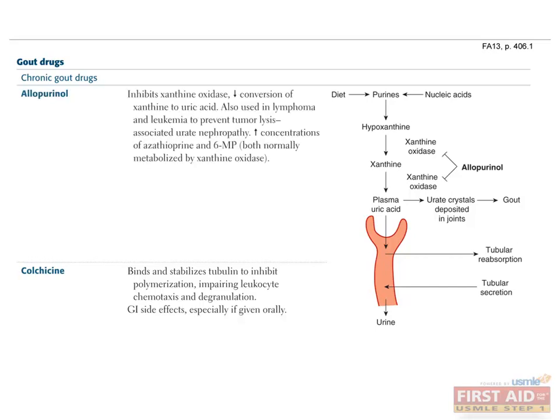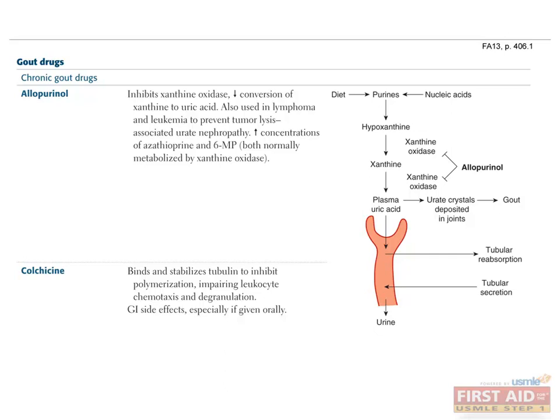proximal tubule. In chronic gout, treating with allopurinol is effective because you inhibit the action of xanthine oxidase, preventing formation of uric acid in the first place. This causes decreased serum uric acid levels. As we discussed earlier, you can also use this drug in leukemia and lymphoma to prevent tumor lysis-associated urate nephropathy.